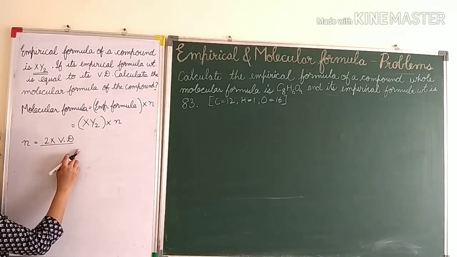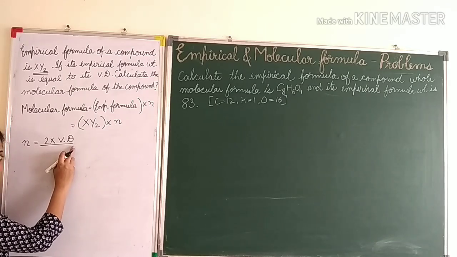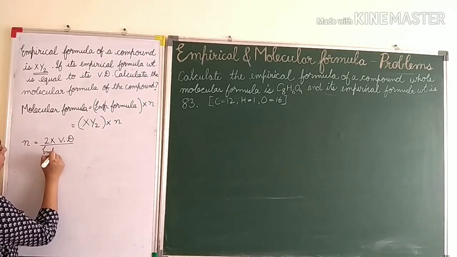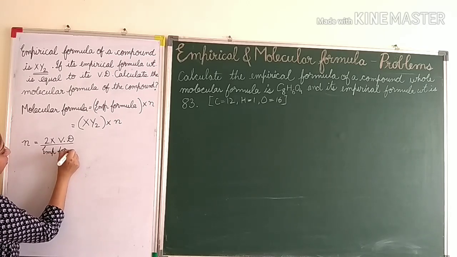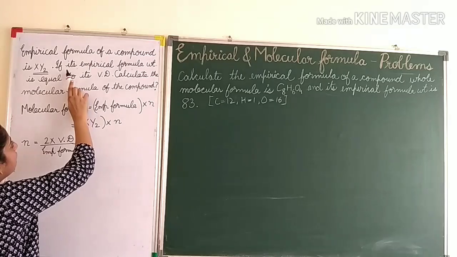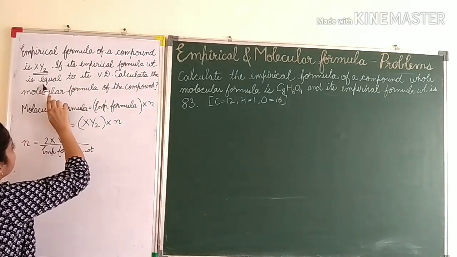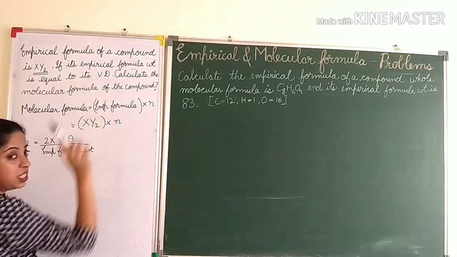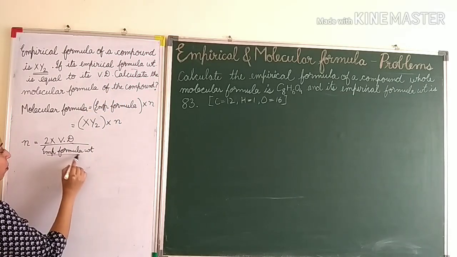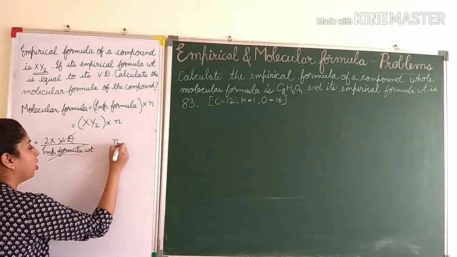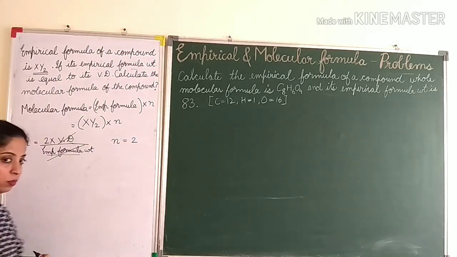So molecular formula weight is not given, so we can write 2 into vapor density here. So N is 2 into vapor density upon empirical formula weight. Right, read the question very carefully. If its empirical formula weight is equal to its vapor density, so they have given that empirical formula weight and vapor density are equal, so we can cancel it. So easily we got N is equal to 2.